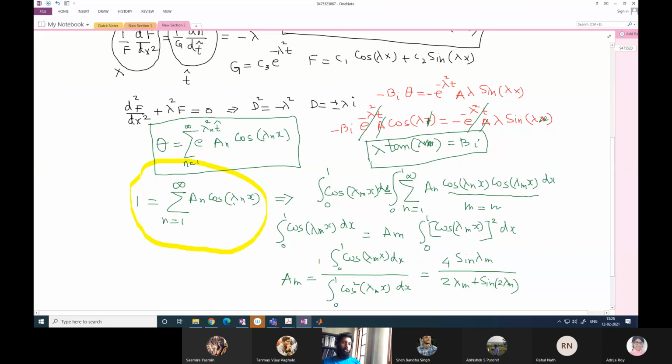a m equals the integral from 0 to 1 of cos, and then with a little bit of work you will get this. You can readily see that the integral of cos is sine. For the denominator, you have to write cos squared theta in terms of sin 2 theta, and you will get that as well. Okay.